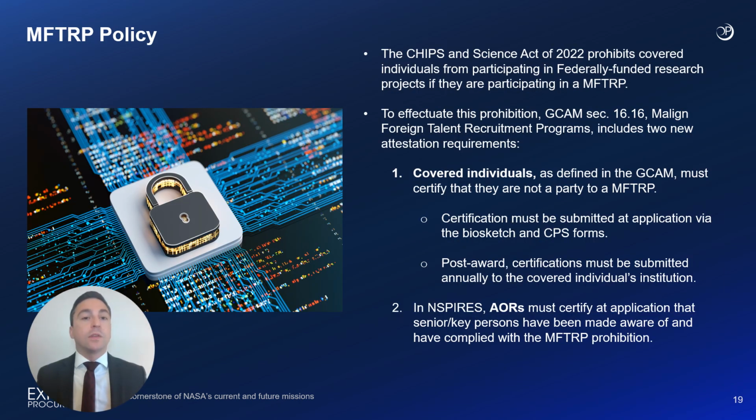The GCAM has a new section regarding the prohibition on award recipients participating in malign foreign talent recruitment programs, or MFTRPs. The CHIPS and Science Act of 2022 prohibits covered individuals from participating in federally funded research projects if they are a party to a MFTRP, and the Act contains 2 new attestation requirements. First, covered individuals must certify that they are not a party to a MFTRP. In this case, NASA is defining covered individuals in the exact same way that we do it under the biosketch and current and pending support disclosure policy.